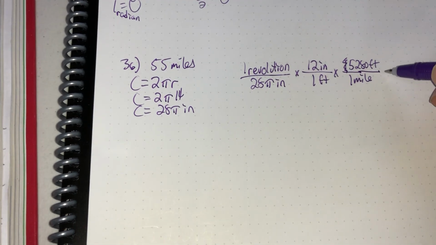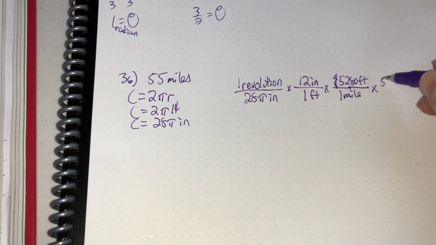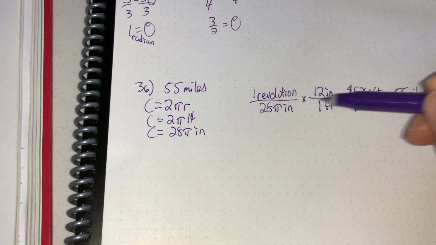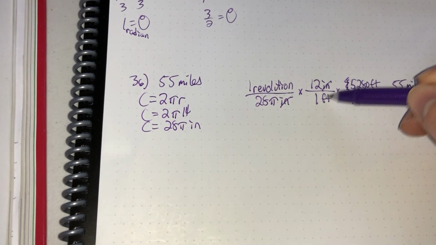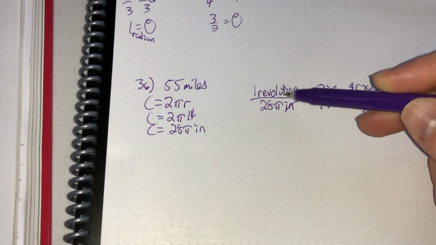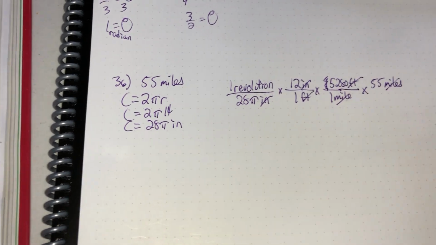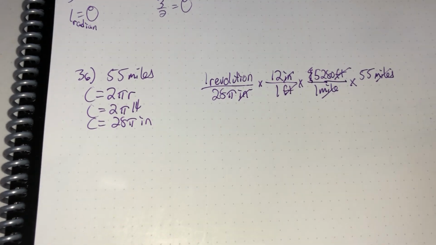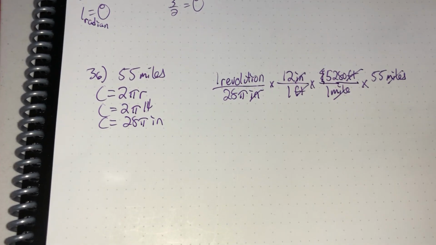I have 55 miles to go, so I'm just going to multiply by 55 miles. So now, look at what happens when I cancel out my units. Inches with inches, feet with feet, and miles with miles. So if I do all this math, I'm just left with revolutions. So that will tell me exactly how many revolutions I've done when I went that 55 miles.